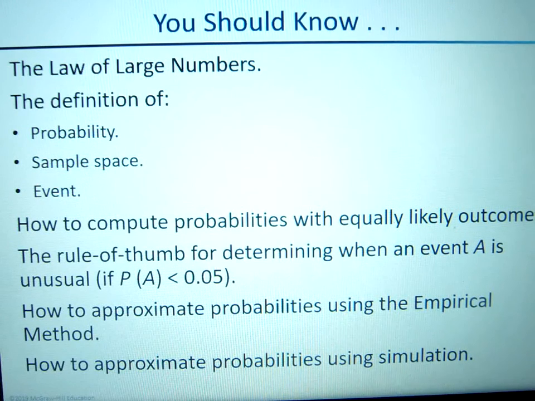Now, the law of large numbers, the definition of probability, sample space, and event. How to compute probability with equally likely outcomes. The rule of thumb for determining if an event is unusual. And how to approximate probabilities using the empirical method. How to approximate probabilities using simulation. So this is what you should know from our lesson today.